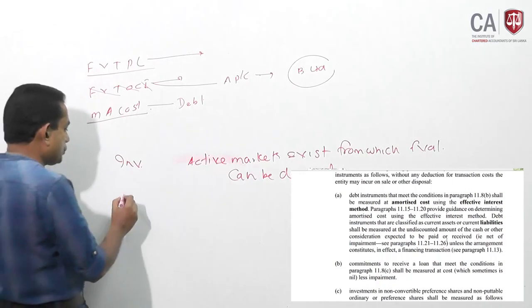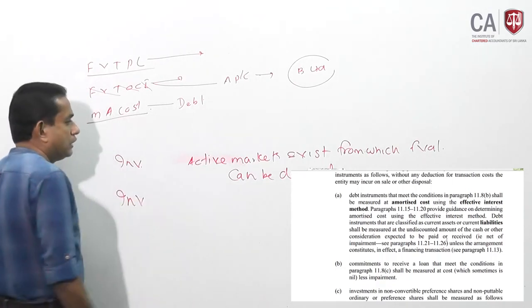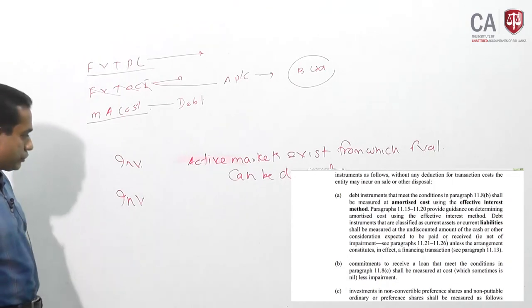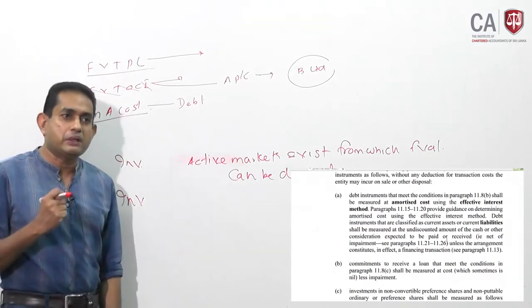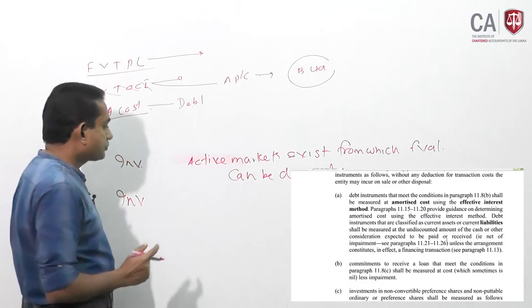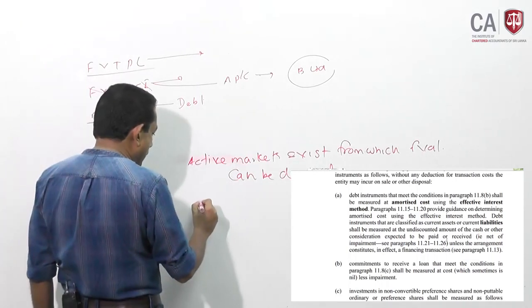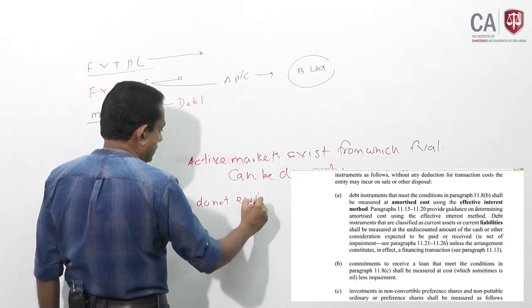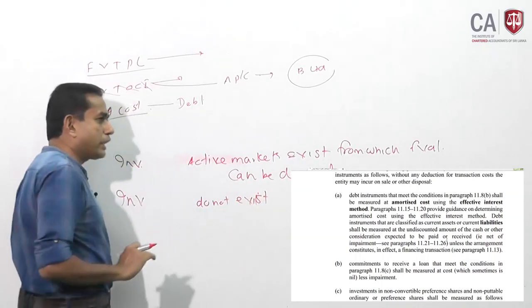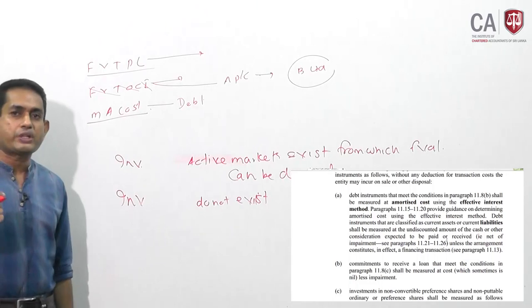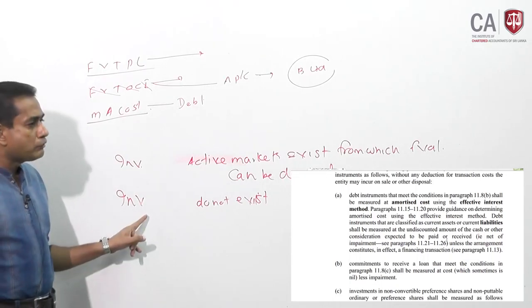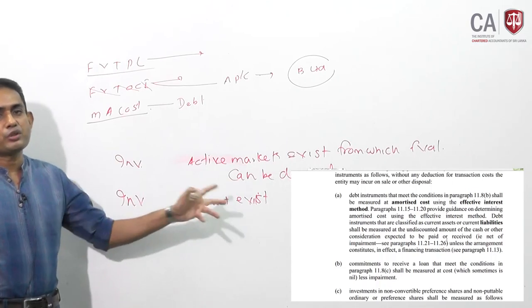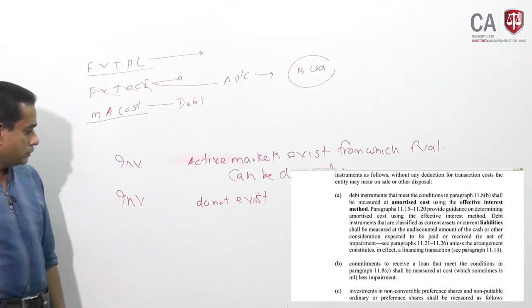If it is an investment in equity items or debt instruments, especially equity items, for which active markets do not exist, and fair values cannot be determined without undue cost and effort, initial measurement should be at the transaction price and subsequent measurement should be the cost.